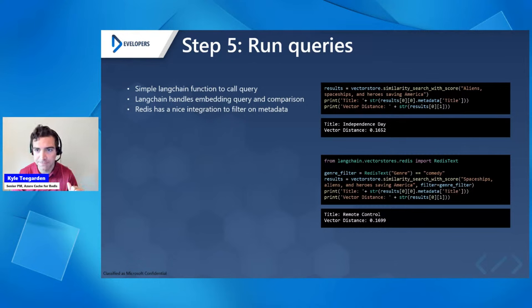That's our top match. And you can also filter on metadata, right? In this case, I'm choosing to filter based on genre. And again, in LangChain there are built-in filters for this using that rich capability in Redis search. So in this case, I'm saying, all right, I just want comedy movies with that same query. And the result changes. Independence Day, while a great movie, is not a comedy. Maybe kind of a comedy, but not really a comedy.